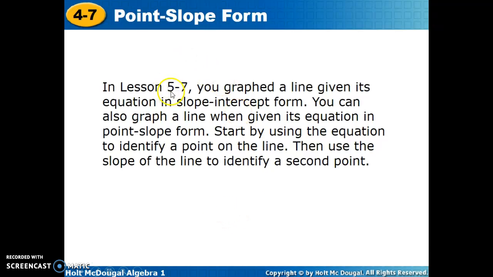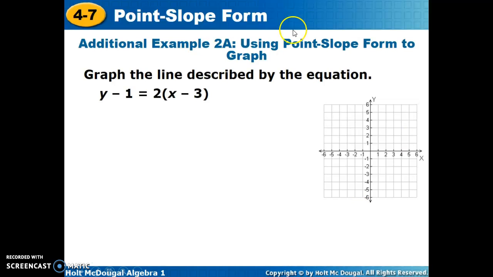It says 5-7, but we know we're talking about 4-7. You graphed a line given its equation in slope-intercept form, and that was actually 4-6. You can also graph a line when given its equation in point slope form. We're going to start by using the equation to identify the point and the slope to be used. It says graph the line described by the equation.